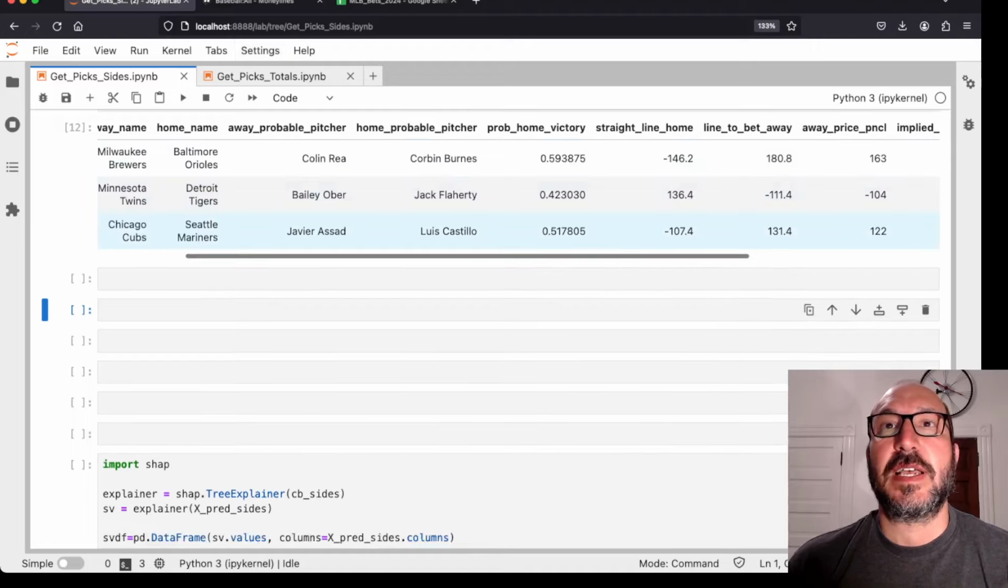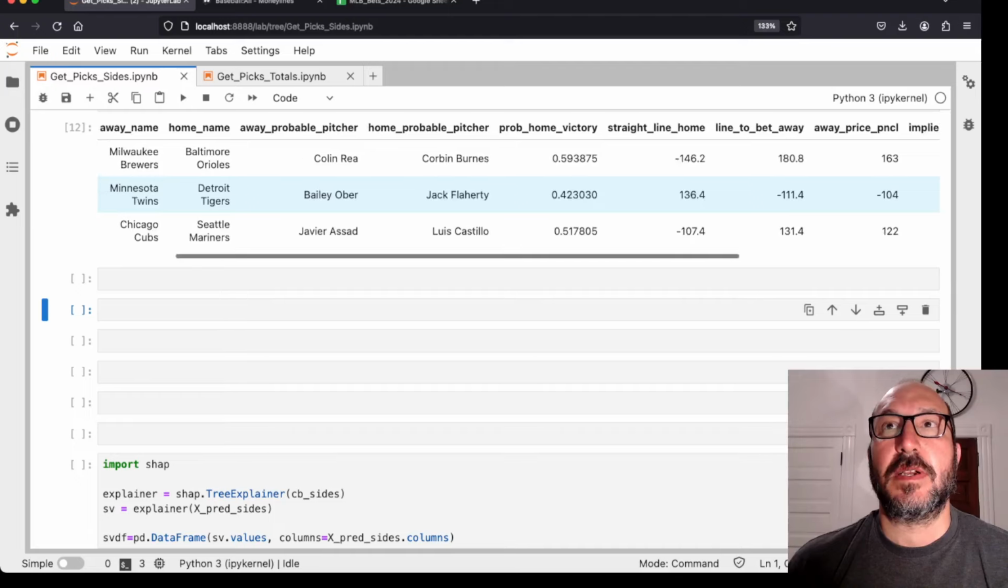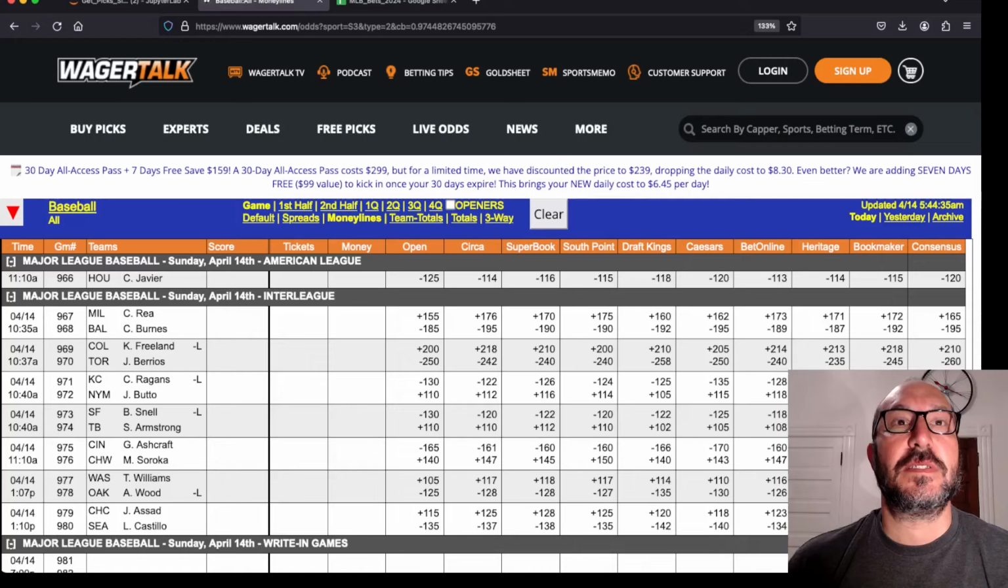Next, Twins Tigers. Looks like we'll find a bet here. It's saying take the Twins if you get minus 111, Pinnacle showing minus 104. So let's look at the Twins, see what we can get on the Twins.